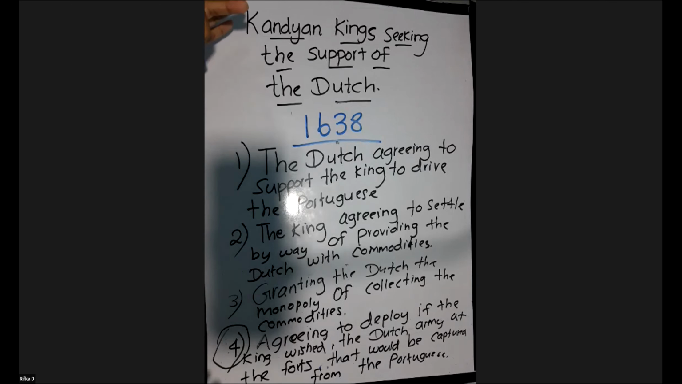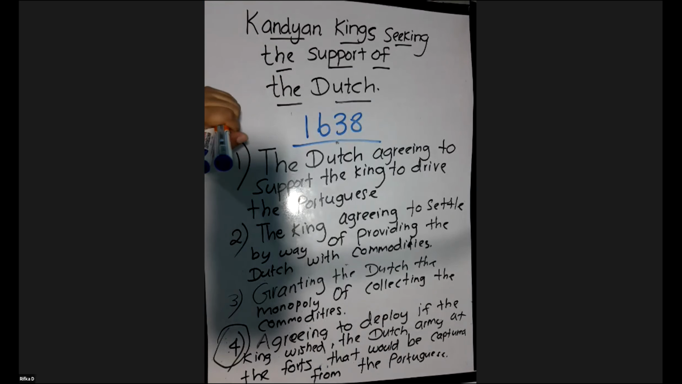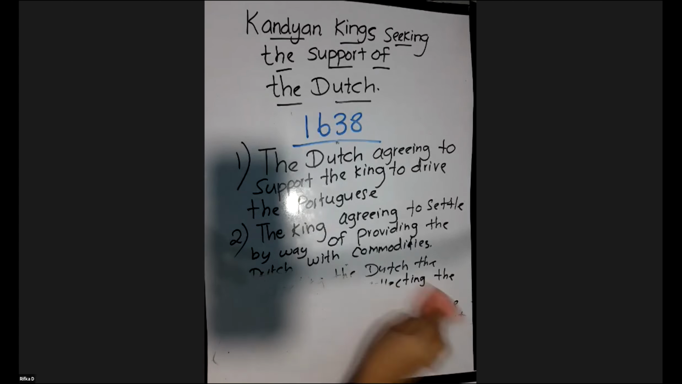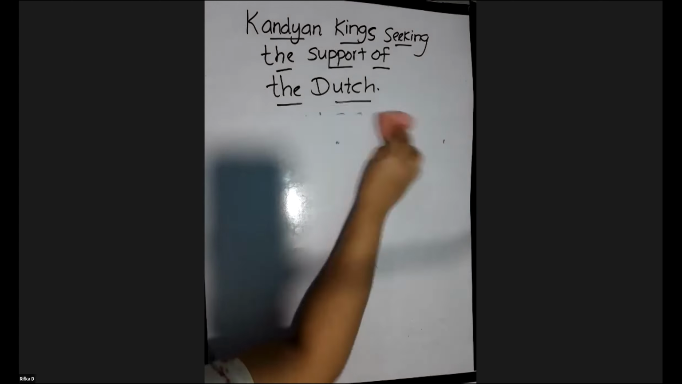Now, who are the two parties entering into this agreement? Tell me, children, who are the two parties? The Dutch and, very good, Rajasinghe too. Now they are entering into the agreement. Now they are very clear with the agreement. Now, with the power, they are going to attack whom? Yes, the Portuguese.